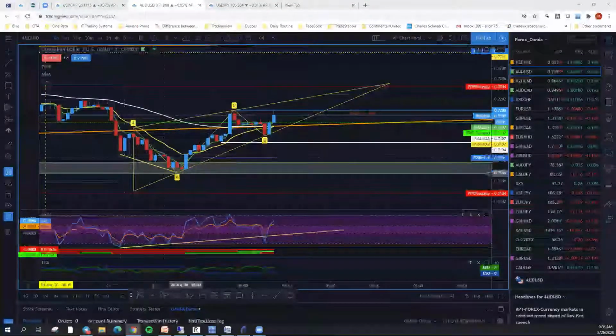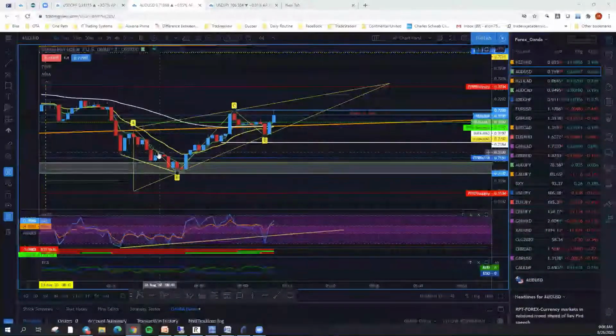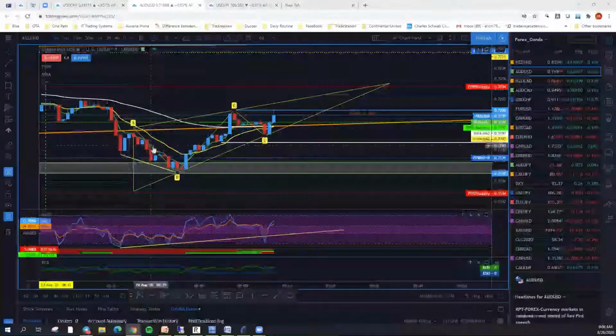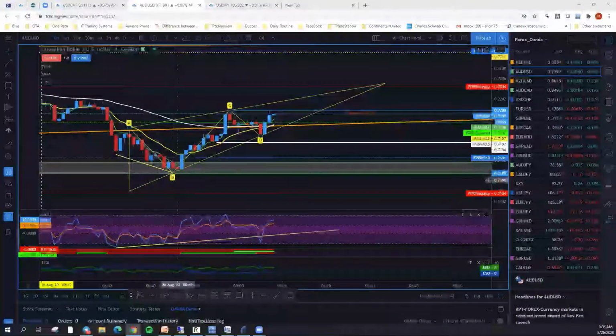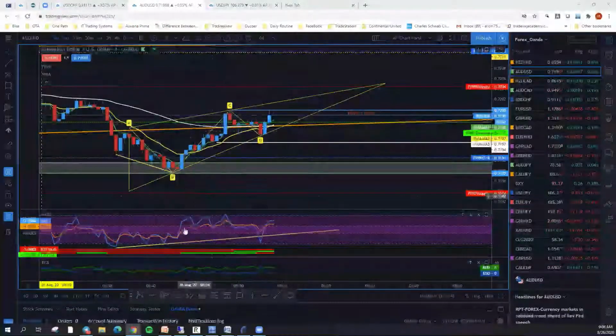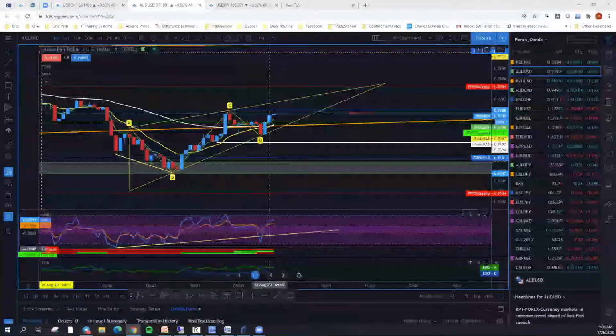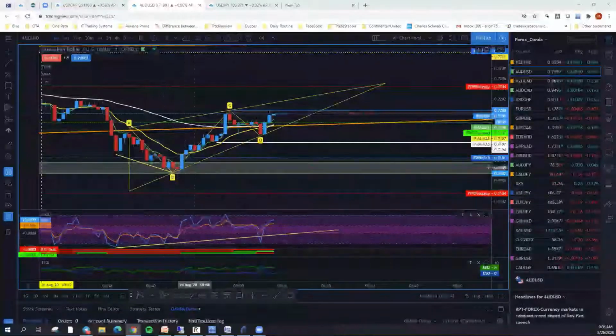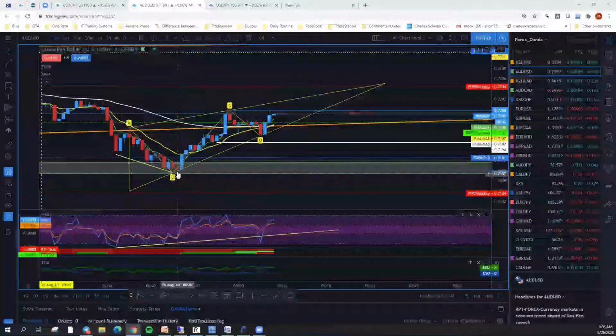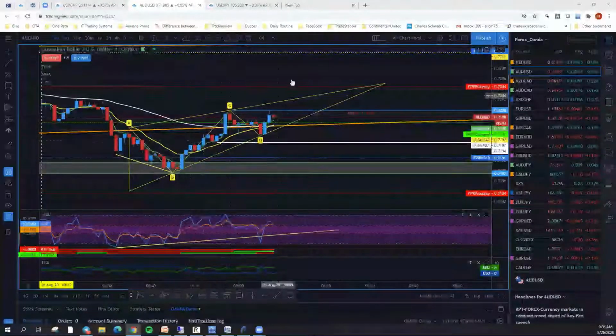When you get these divergences like this, the way I look at it is that the brokers are driving the price down to get everybody in to go short. Then they come back, but the strength really wasn't there. So they drive the price down, get everybody sucked in, then they come back, take their stops, and take it up long.